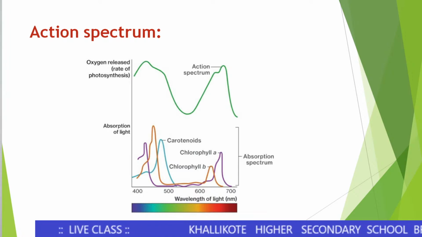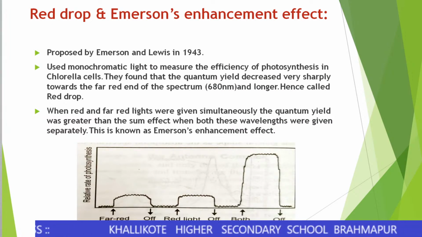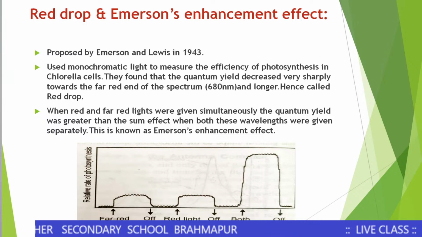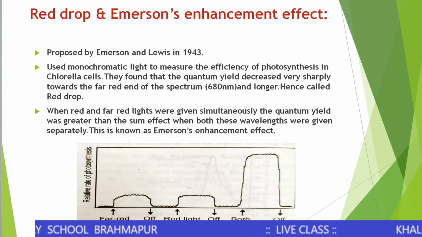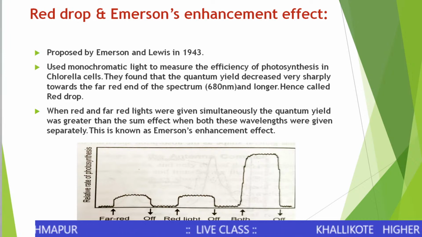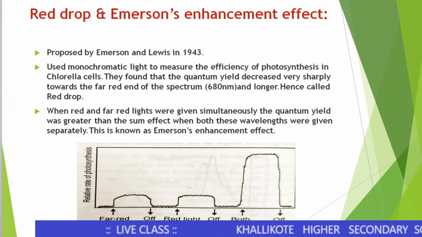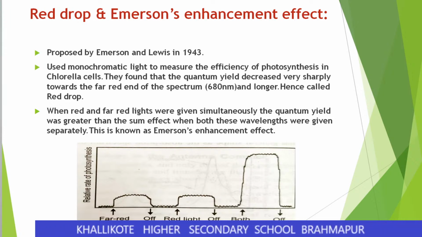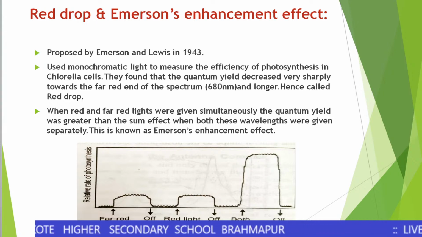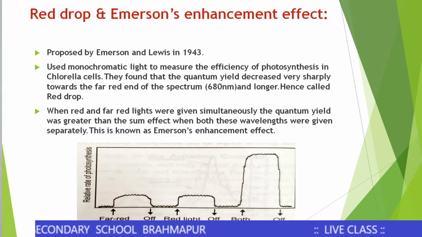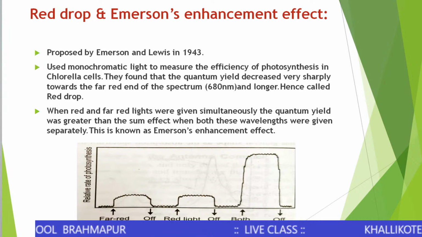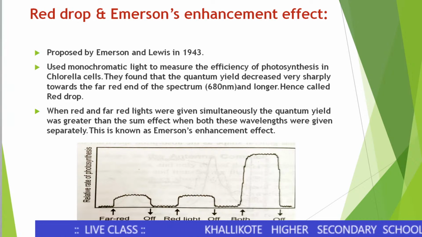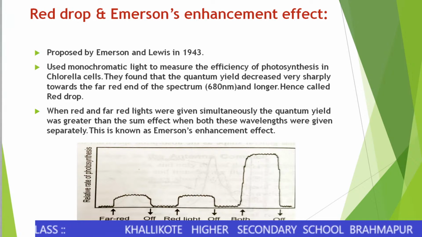So the next phenomena is known as red drop and Emerson's enhancement effect. These two are phenomena which also help to find out the photosystems in the chloroplast of higher plants. So first, what is the phenomena of red drop? This phenomena was proposed by Emerson and Lewis in 1943. What they did was they used monochromatic light to measure the efficiency of photosynthesis in green algae, unicellular Chlorella cells.